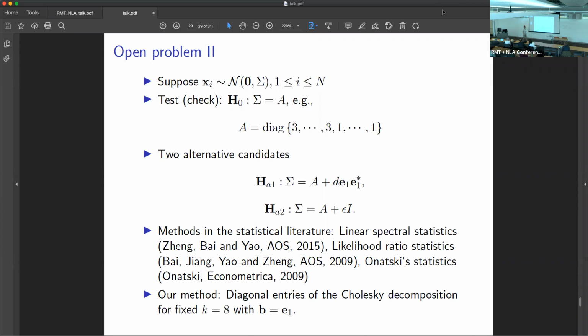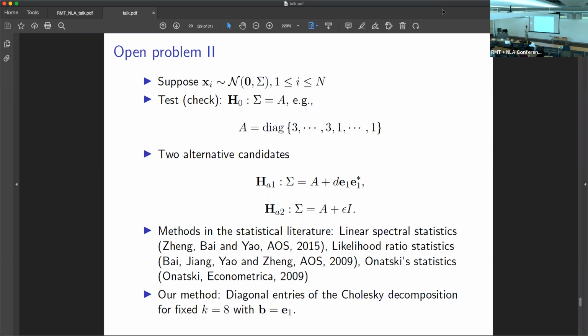One is trying to use linear spectral statistics, which basically means looking at the normalized traces of the eigenvalues of the sample covariance matrix and using them as a testing statistic. Or they can use the likelihood ratio statistics. And finally, there is a third testing method, which is especially designed to test the first alternative, called the Cholesky statistic. I don't want to explain what they are, but they exist in the literature.